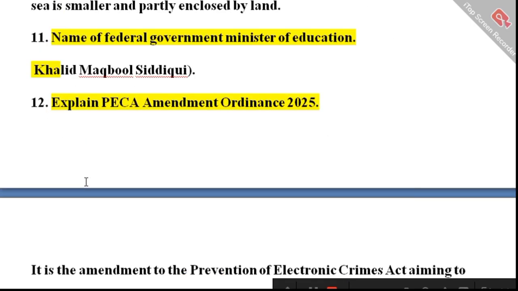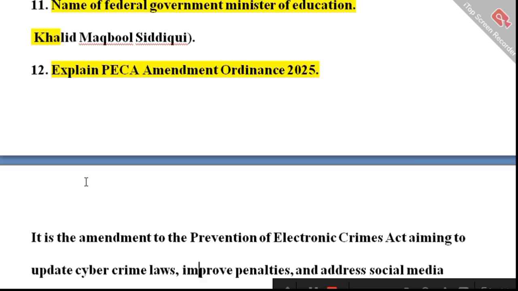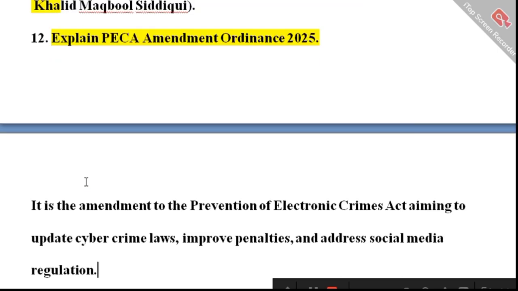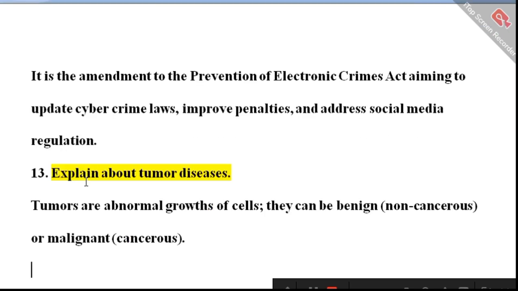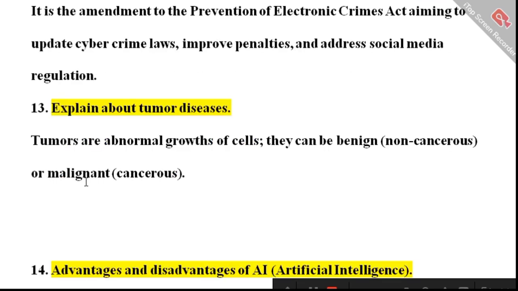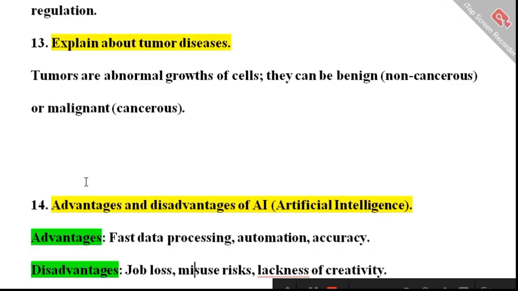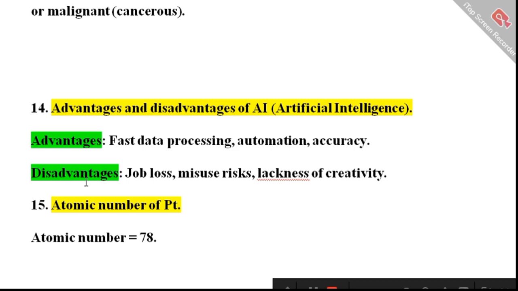Difference between sea and ocean. The ocean is the largest and has little enclosure by land, and the sea is somewhat enclosed by land. What is the PECA Amendment Ordinance 2025? It is for electronic crimes like cyber crimes, to manage social media and other activities of people in Pakistan. Next question is, explain tumor disease. Tumors are abnormal growth of cells, which can be cancerous and non-cancerous.